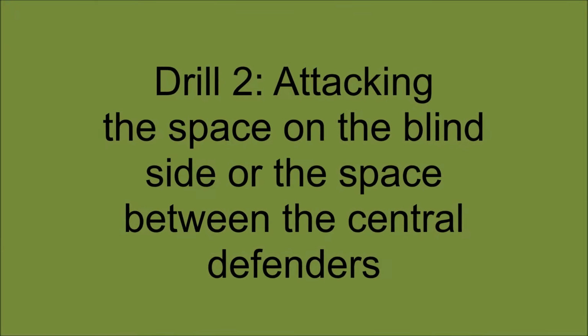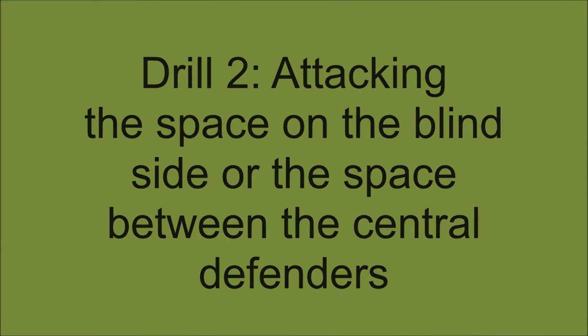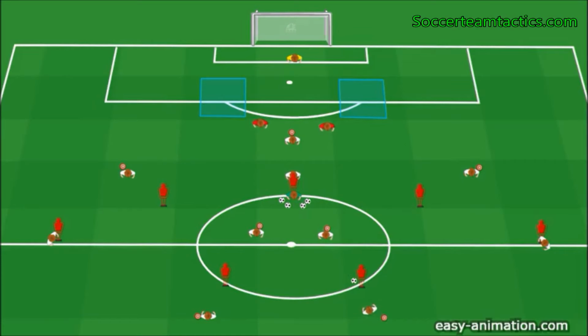This is the animated drill number 2. In this drill, the forward should read the reaction of the defender and choose which is the appropriate option for him to use. So when the forward moves towards the blind side and the defender doesn't shift enough in order to prevent the pass behind his back, the forward makes a movement towards the blue area, receives the pass from the midfielder and makes a shot towards the goal.